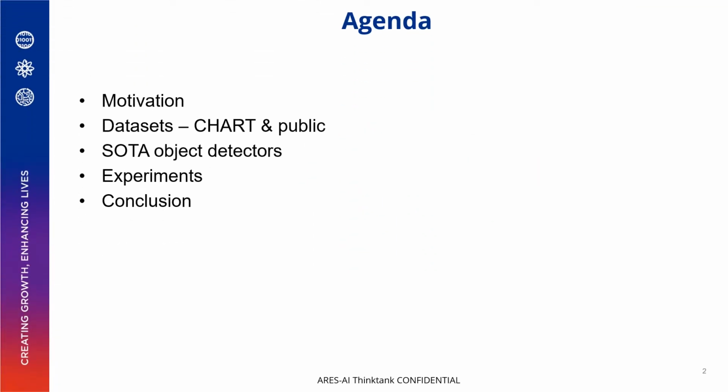So the agenda for this talk is that first I'll be motivating the problem statement behind this work. I'll be discussing the datasets, in particular the chart dataset that we collected and annotated for this work, as well as the public datasets that we use for our experiments. Then I'll go into a bit of object detection history, the development of different object detectors, and the three chosen state-of-the-art object detectors for this work.